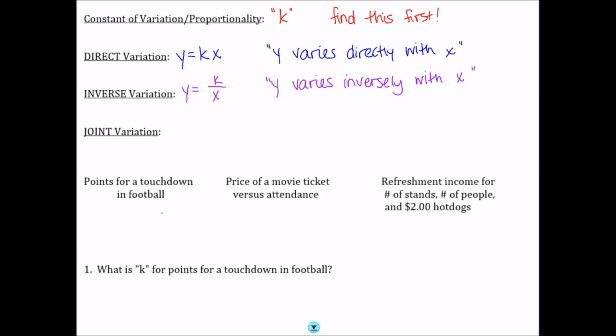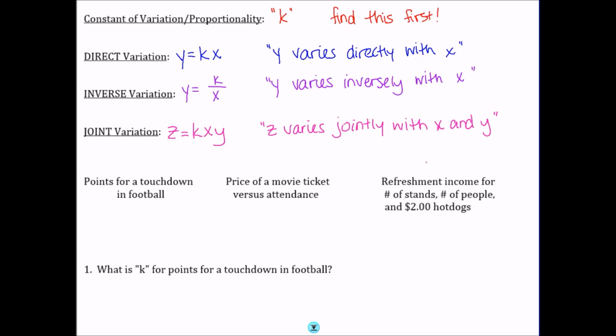And the new type of problem is joint variation. This is represented by the equation z equals k times x times y. So we have an extra variable in this problem, and that's represented by the phrase z varies jointly with x and y. So you need to look for these key phrases as we do each of the problems.